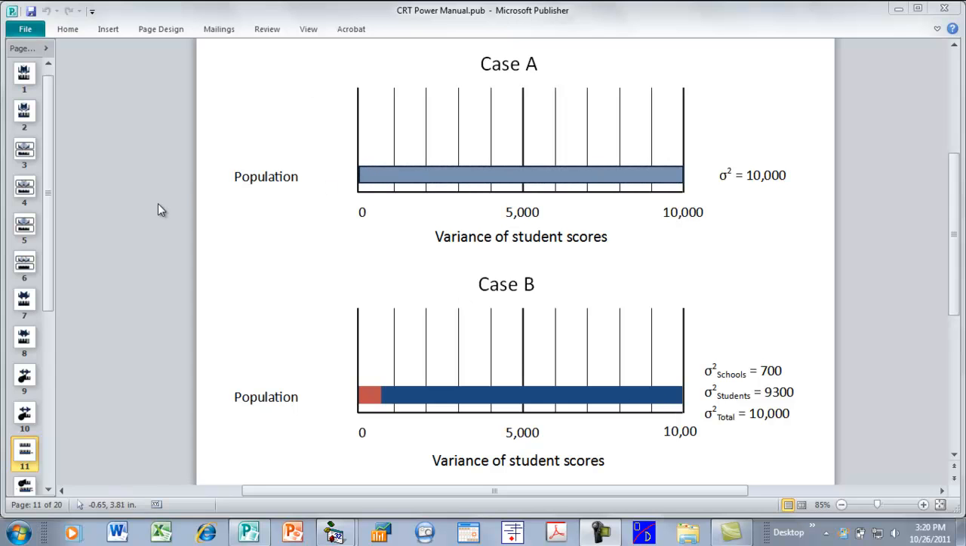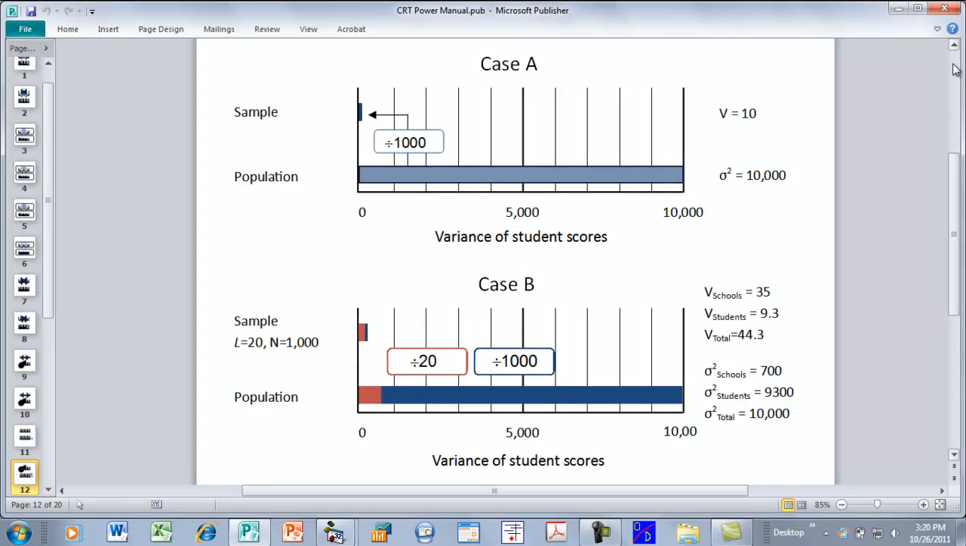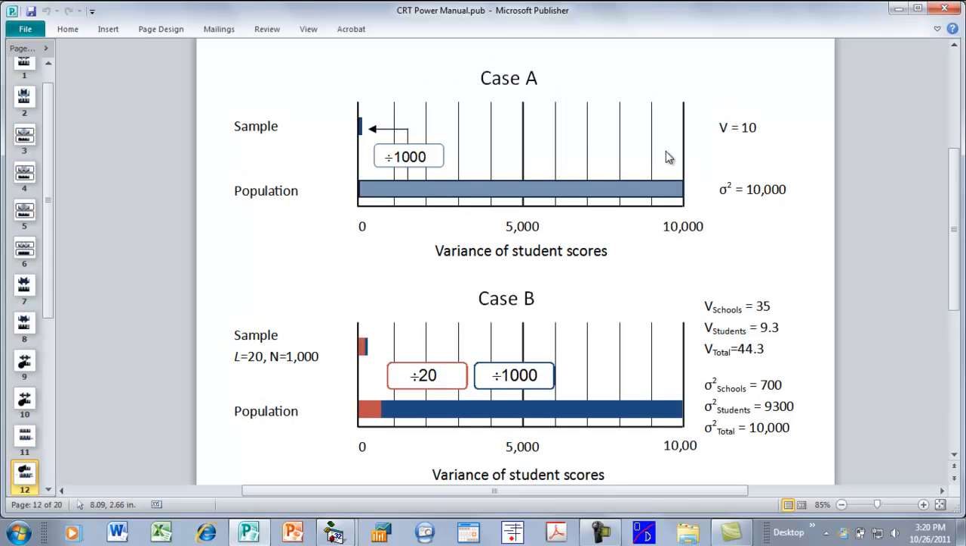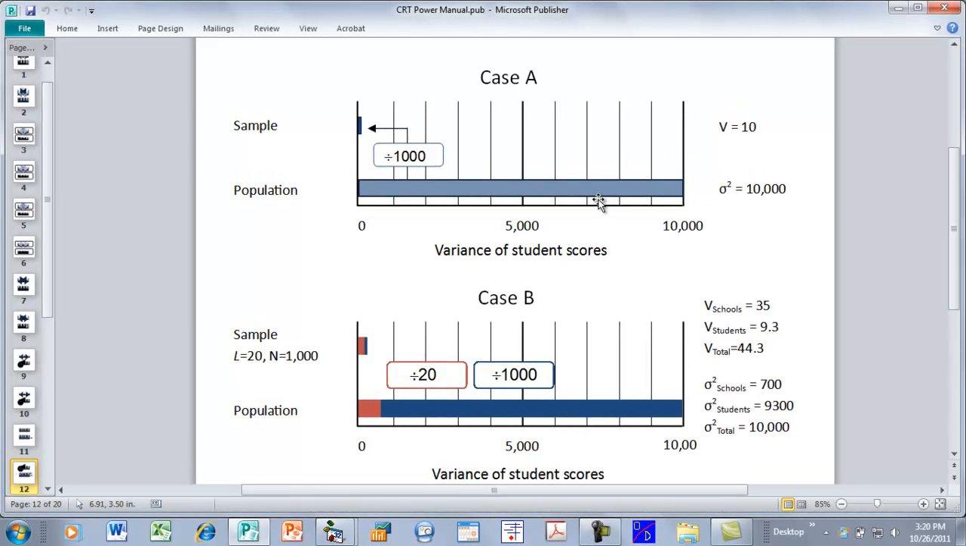The reason that this becomes important is not when we're dealing with the population, but when we try to draw a sample from that population. When we go to draw a sample, in case A, where we were simply sampling at one level, if the population variance is 10,000 and we draw a sample of 1,000 students, then the error variance in the sample is going to be 10,000 divided by 1,000, which is 10. That's the error variance in the sample.